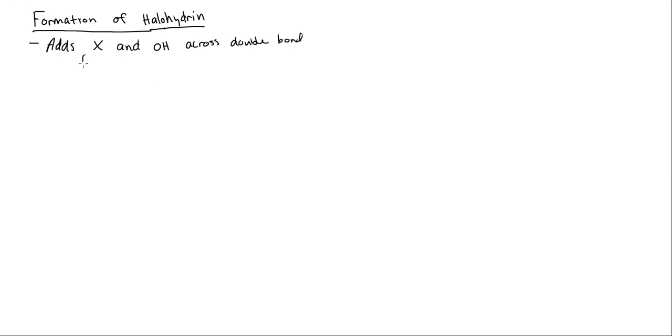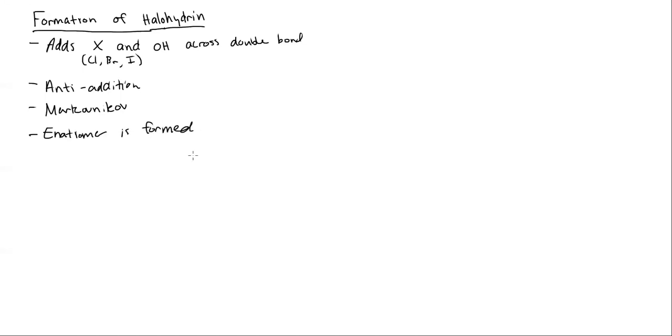And then X can be chlorine, bromine, iodine, same thing as with addition of halogens, right? This one is still anti-addition, and it's Markovnikov. And it also forms the enantiomer. Okay, so I think that these are the important parts of this reaction.